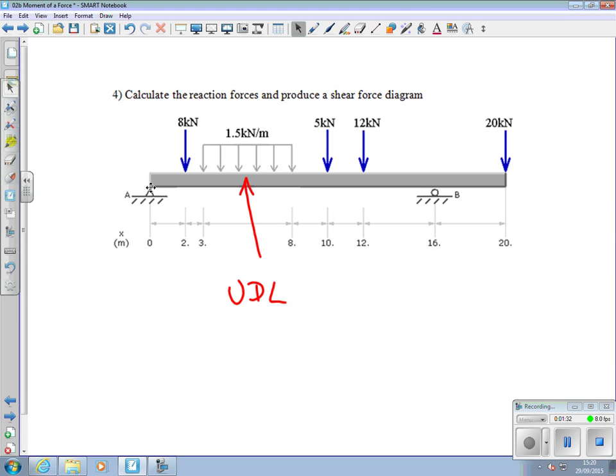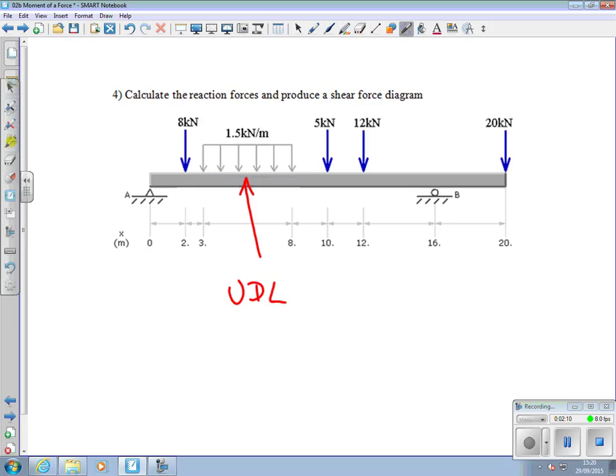If you look at this, it's telling you how it's distributed: 1.5 kilonewtons per metre. This is spread over a distance between 3 and 8 metres, so that's 5 metres between there and there. So this force is 5 metres long and it's 1.5 kilonewtons per metre. So 1.5 times 5, 7.5 kilonewtons. This is a 7.5 kilonewton force, but distributed over 5 metres. How do we take account of that in a moment diagram?